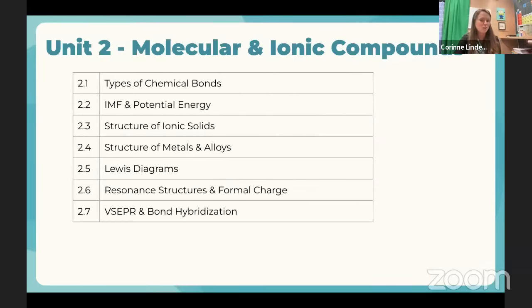All right, moving on to unit two. Unit two is another one that reviews a lot of what you already saw in Chem 1. The things that keep popping up and everyone keeps asking about, though, are resonance, formal charge, and bond hybridization. So let's spend some time looking at that tonight.